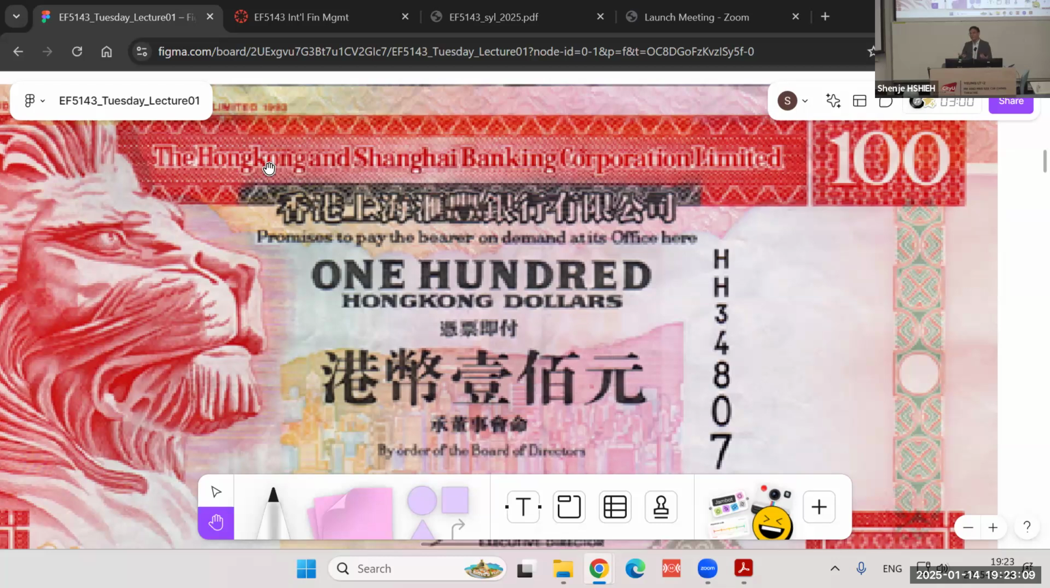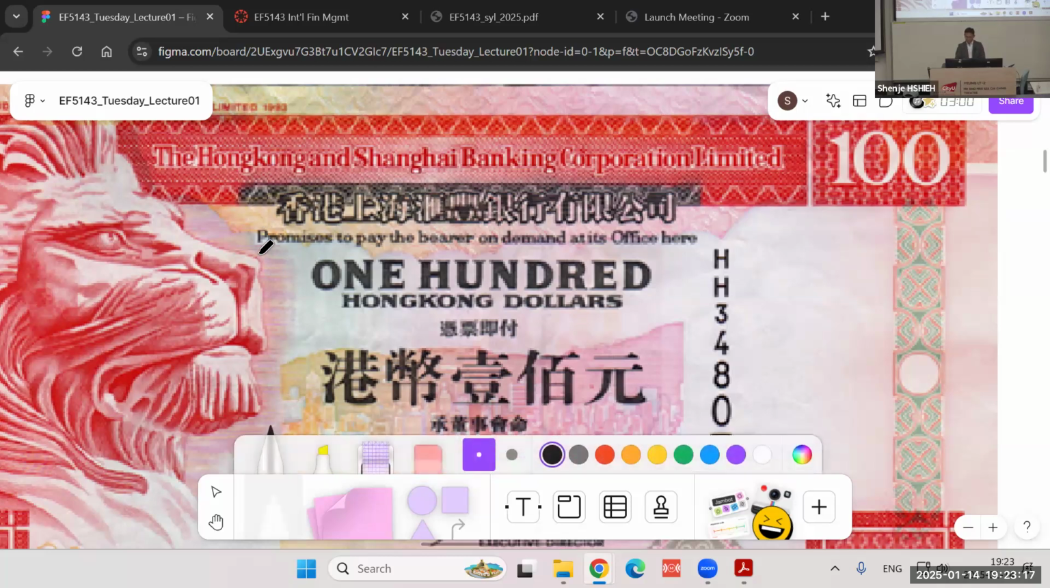So you have a bank that's issuing a certificate, right? It's a certificate that says that you are entitled to something. So what are you entitled to? Let's take a look. Promises to pay the bearer on demand at its office 100 Hong Kong dollars. So my question is, all right, if I hold on to this, do I actually have Hong Kong dollars, or is it a promise to get the so-called Hong Kong dollars once I present it to the bank?